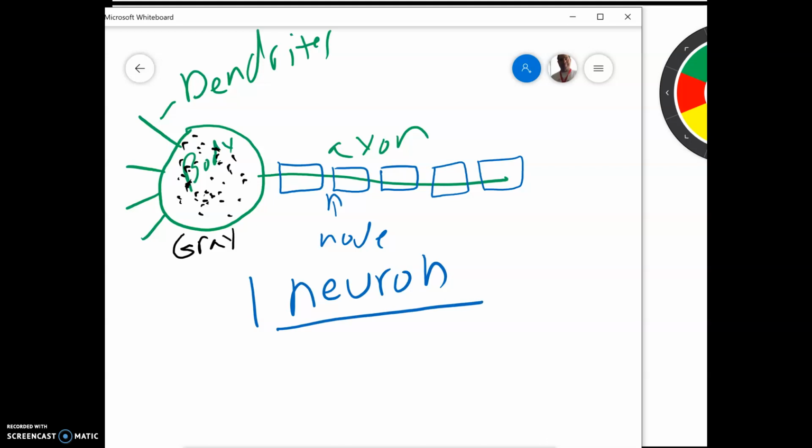Now, our nerves of our body are bundles of neurons, sort of like an electrical cable. An electrical cable is actually a bundle of smaller wires. So we are going to now look at neurons. We're going to look at gray matter. And myelin is actually white in color. Have you heard of gray matter and white matter before?